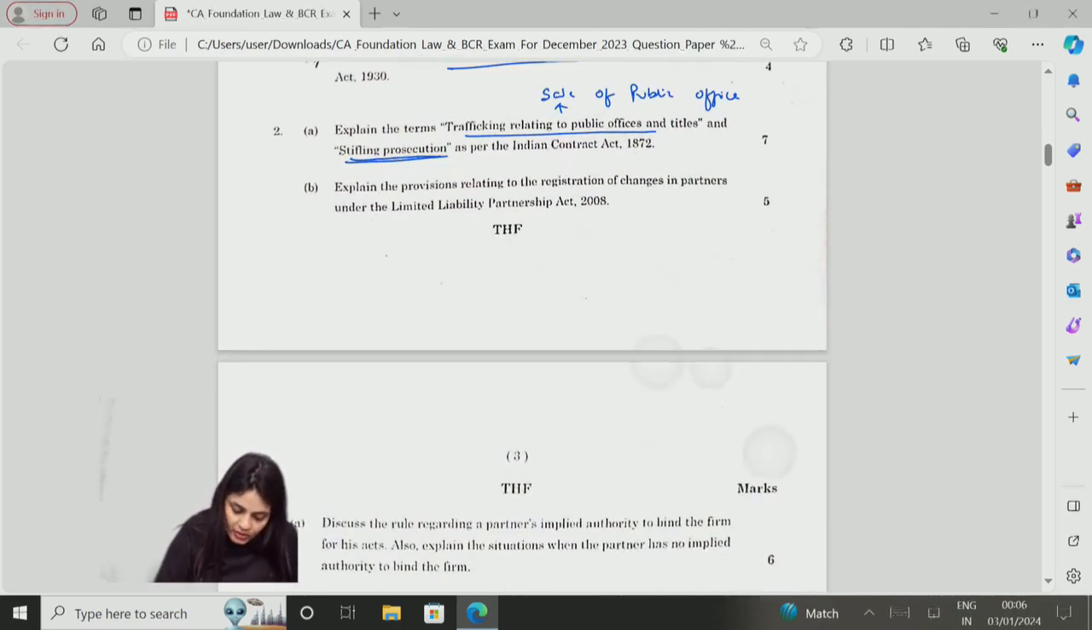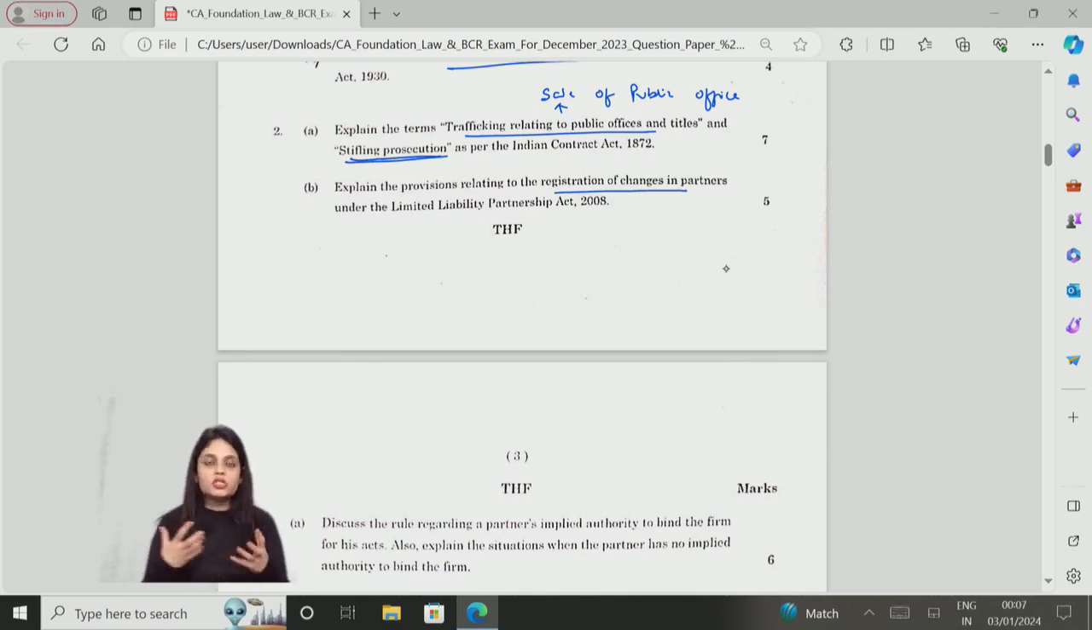Explain the provisions relating to the registration of changes in partners under the LLP. So basically, whenever there is a change in a partner's name or address, within 15 days he should inform the LLP. The LLP will, within 30 days of the change, inform the registrar.